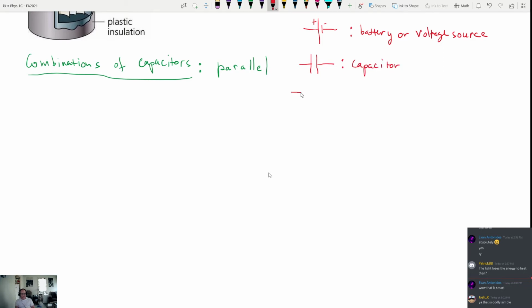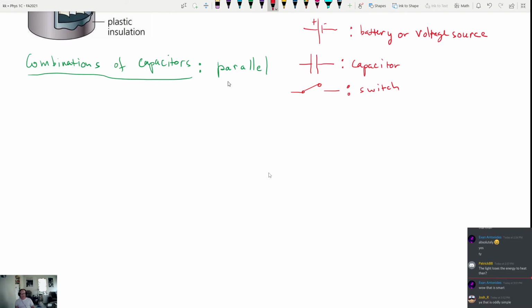You'll also see things like this, sometimes with the letter S written under here. This is a switch. They can be used to open and close circuits. Okay. So for now, I believe those are the only symbols you're going to need to understand. But long line, short line is a battery or voltage source. Two equal sized lines is a capacitor, and then this is a switch.